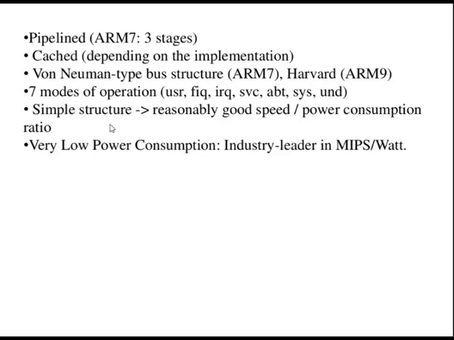There are 7 modes of operation of ARM7, that is USR, FIQ, IRQ, SVC, ABT, SYS and UND. Low power consumption is the main feature.